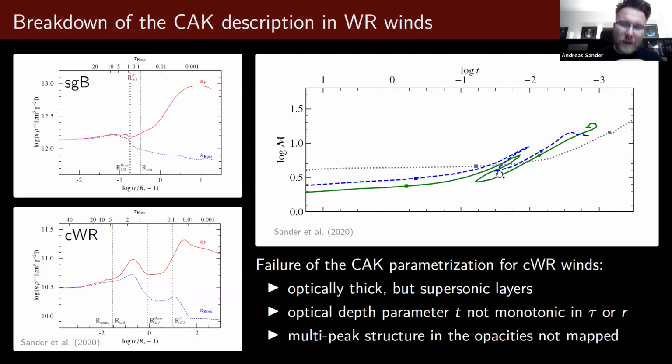And that's one of the reasons why this breaks down when you want to describe Wolf-Rayet stars, because here is, for example, a B supergiant, you have this single bump structure, but here for the Wolf-Rayet you have this double bump, and this no longer allows to use this T-like optical depth variant.